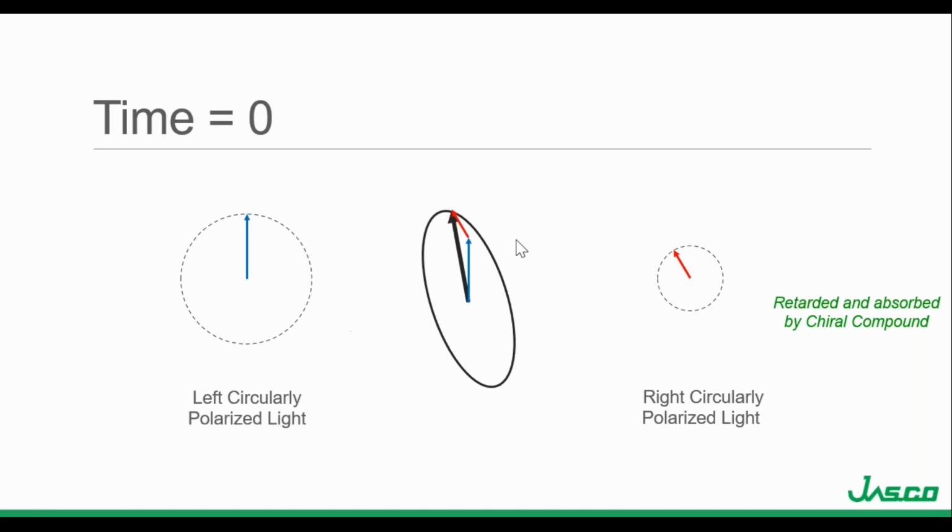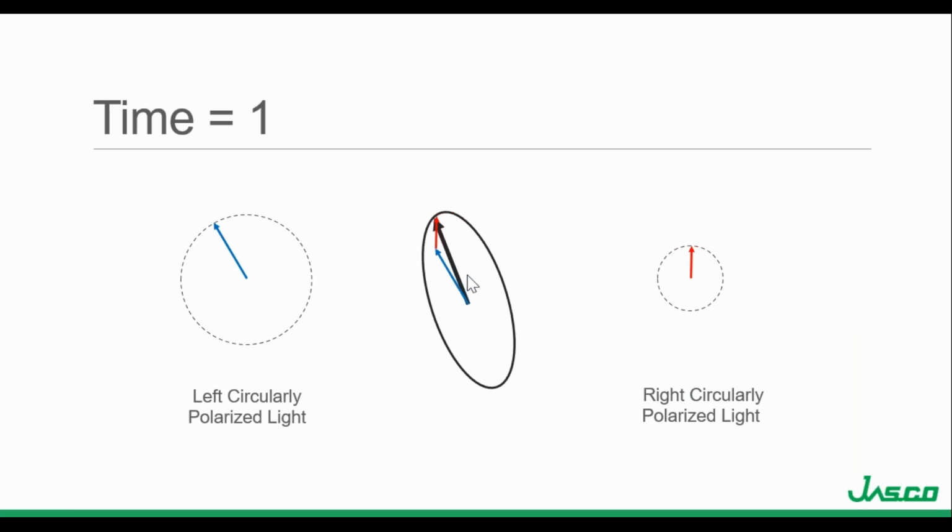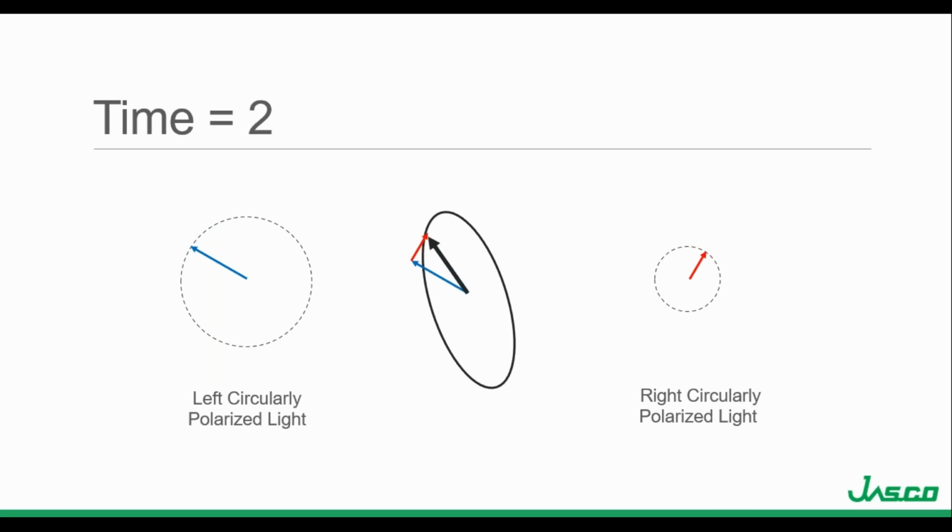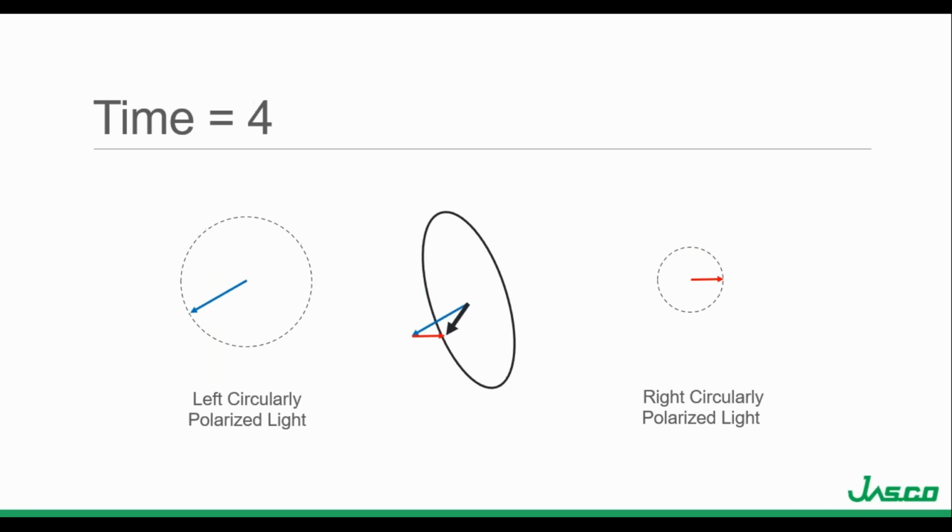Now, in this figure in the middle, we have the blue contribution vector, that's the left circularly polarized light, and the red arrow is the vector for the right-handed circularly polarized light. When we add those two together, we get this black line. And as, again, circularly polarized light rotates and time progresses, if you add the vectors of left and right-handed circularly polarized light together, that overall vector traces out an ellipse.